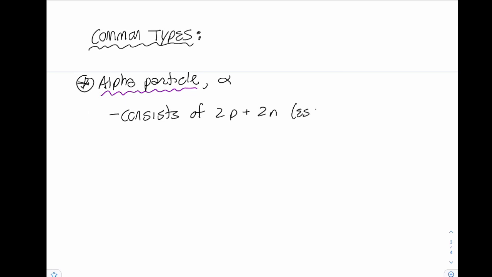It's essentially a helium-4 nucleus. It has a positive 2 charge. Sorry, it has a positive 2 charge, right? It has 2 protons. Protons have a +1 charge each, so it has a positive 2 charge.